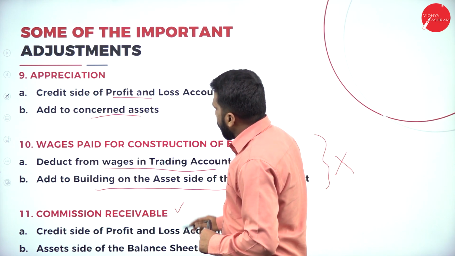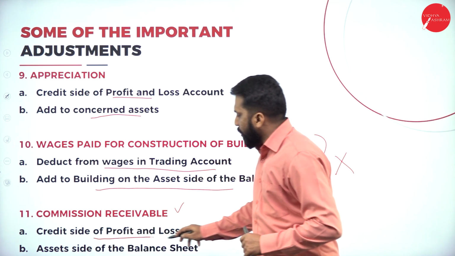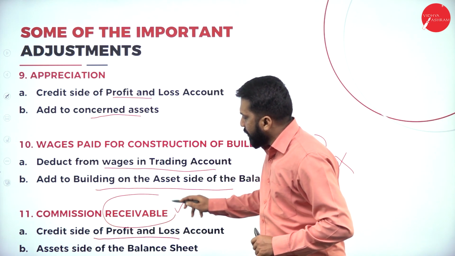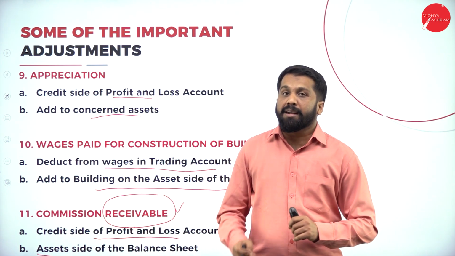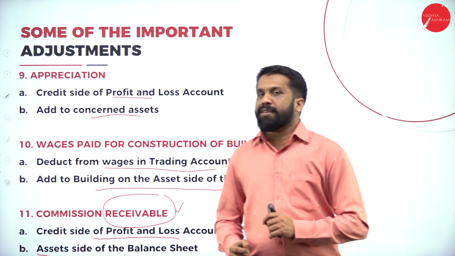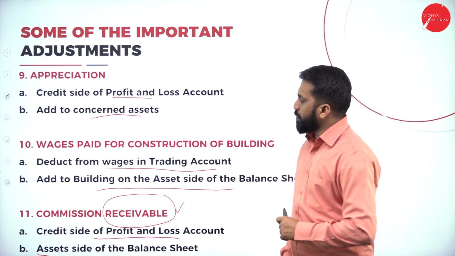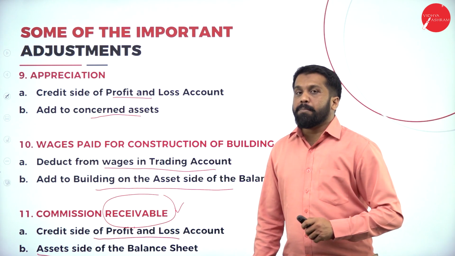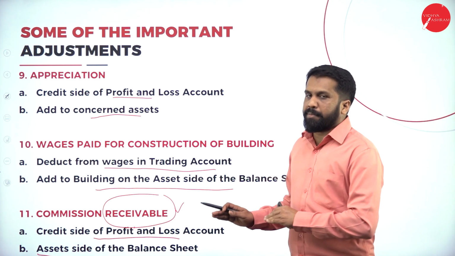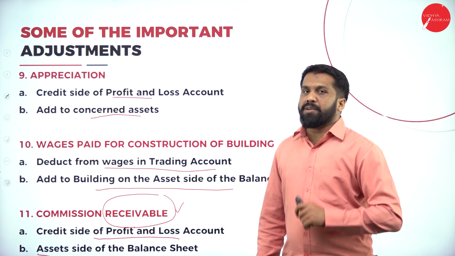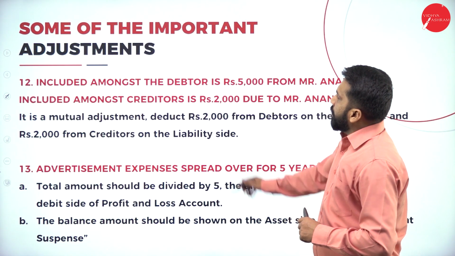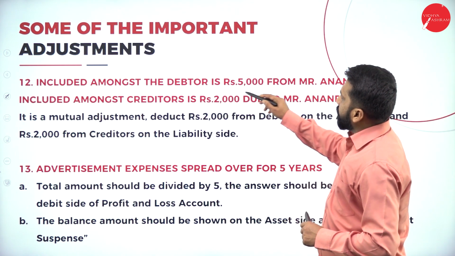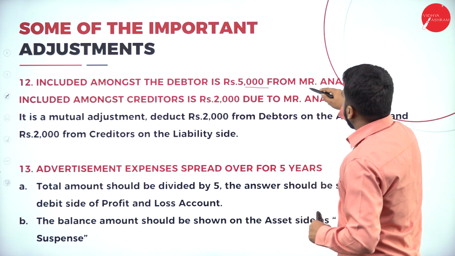Next, commission receivable. Anything which is receivable goes to the credit side and asset side. Because asset means what? Benefit. So we have to consider credit side of P&L and asset side of balance sheet. Just remember it, but you will understand while doing problems. Last two, I think. Now, included amongst the debtors 5,000 from Mr.